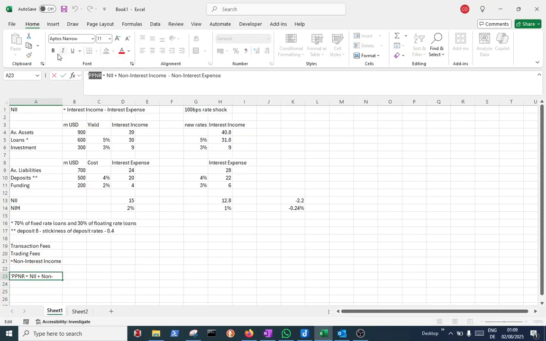But if we are interested in profitability of a financial institution, then we should first and foremost look at NII.